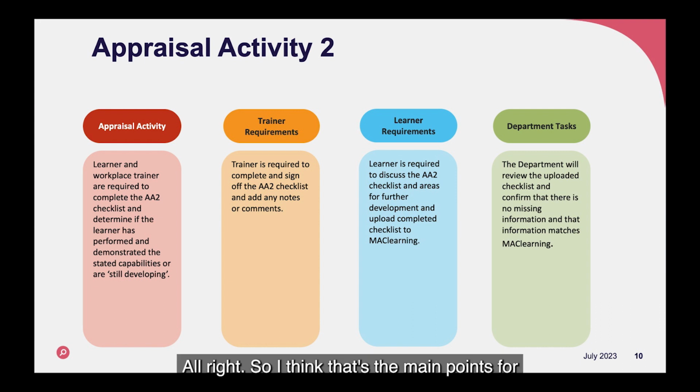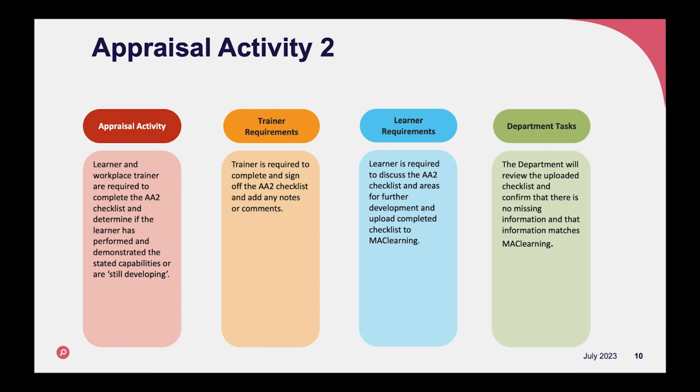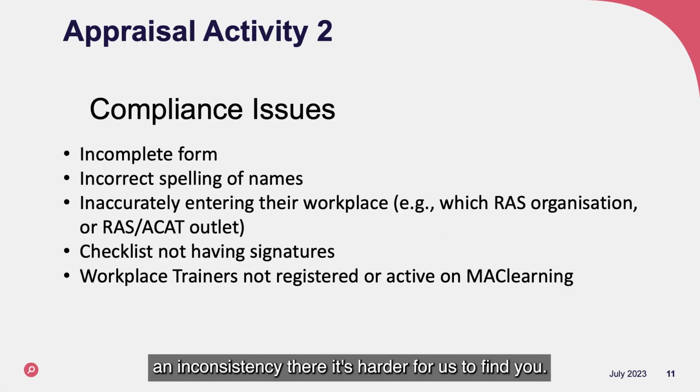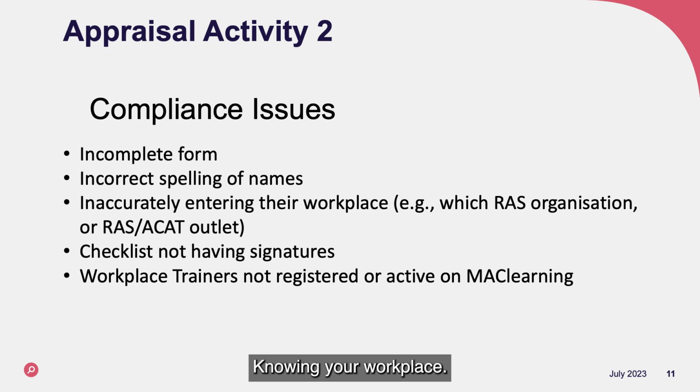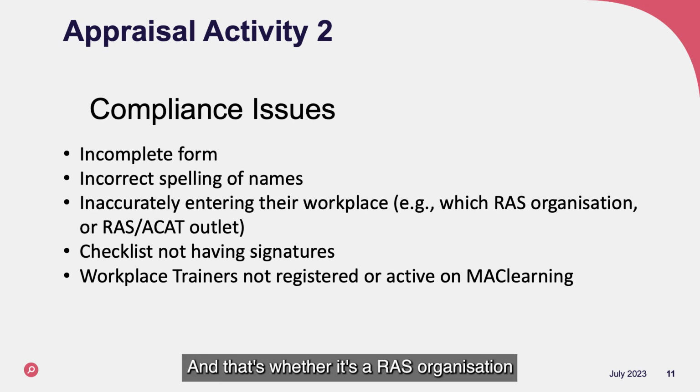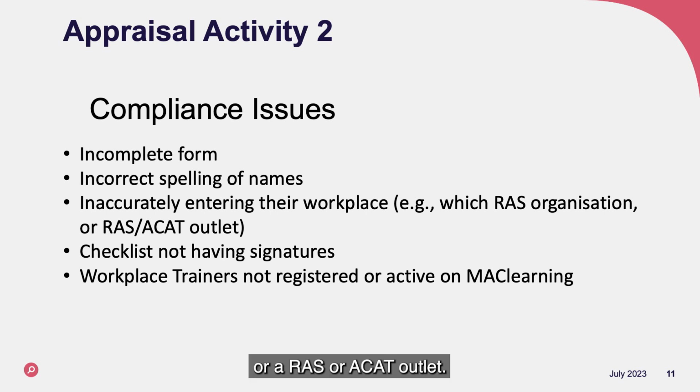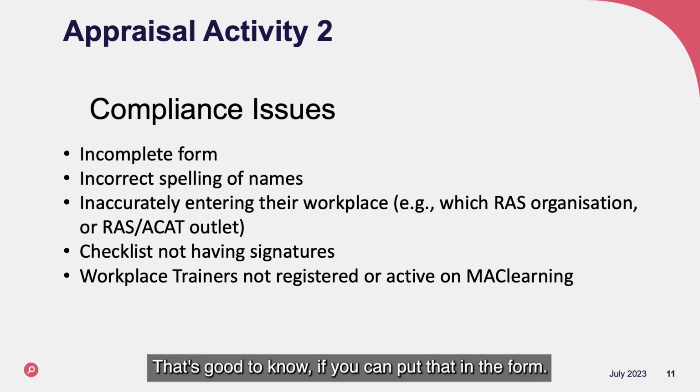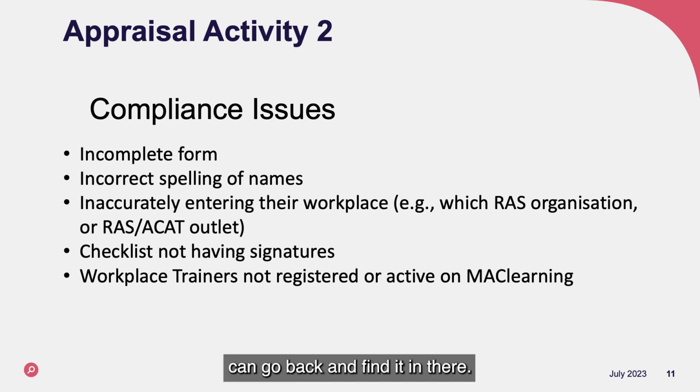Alrighty, so I think that's the main points for appraisal activity 2. And here's just some of the other compliance issues that we're seeing for appraisal activity 2. Incomplete forms, as I've said. Incorrect spelling of names. We do look you up on the system, so if there's an inconsistency there, it's harder for us to find you. Knowing your workplace, and that's whether it's a RAS organisation or a RAS or ACAT outlet. That's good to know if you can put that in the form, and a tip there that it is in your MAClearning profile from when you were registered, so you can go back and find it in there.